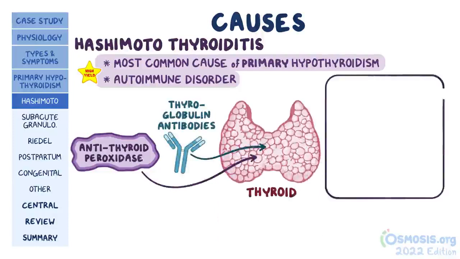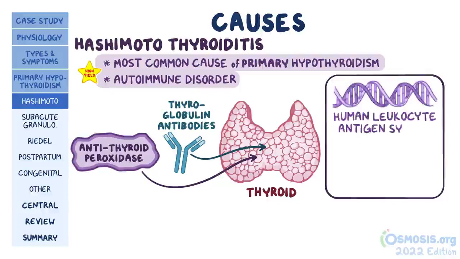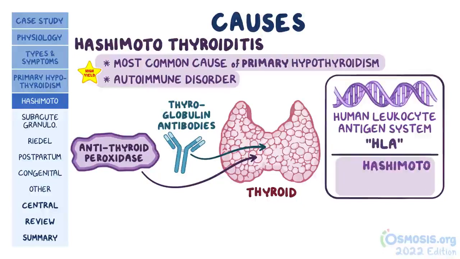Now, there is a gene complex involved in the regulation of the immune response, and this is called the human leukocyte antigen system, or HLA system. Interestingly, individuals with Hashimoto's thyroiditis often have specific HLA genes in common with each other, and one that is associated with Hashimoto's thyroiditis is HLA-DR3, which is high yield for your tests.